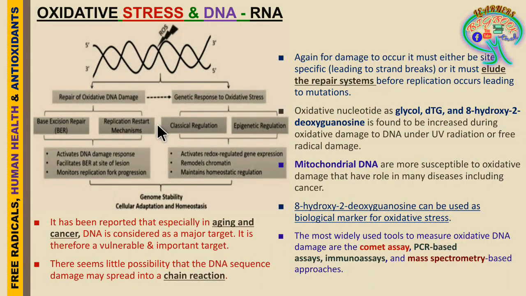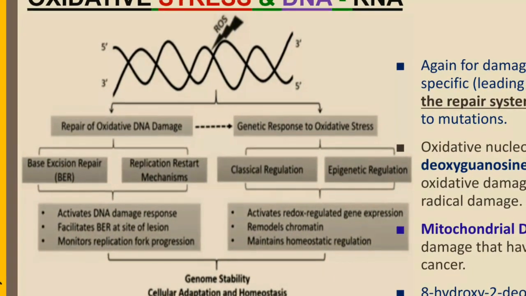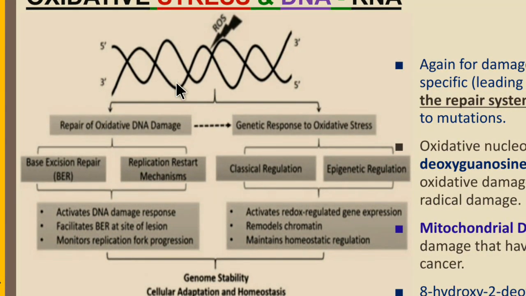Further, in this diagram you can see a little of what we have spoken about now: the ROS influences the DNA and repair of the oxidative DNA damage will take place, base excision repair will take place, a replication restart mechanism will take place, and it activates the DNA damage response, facilitates base excision repair at sites of lesions, and monitors replication for progression.